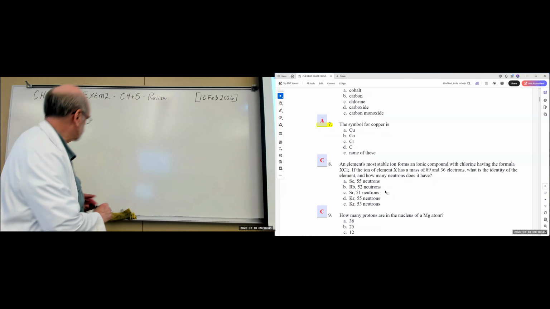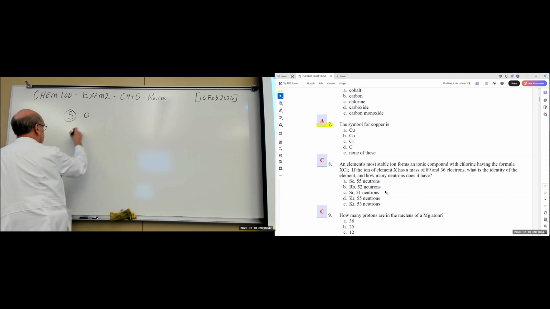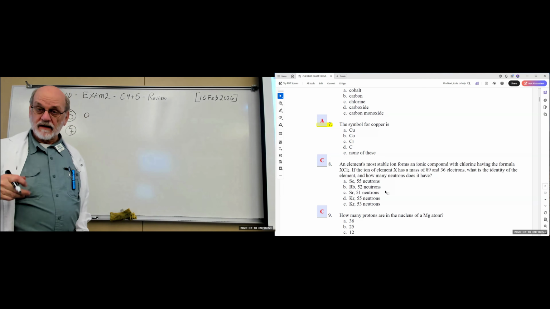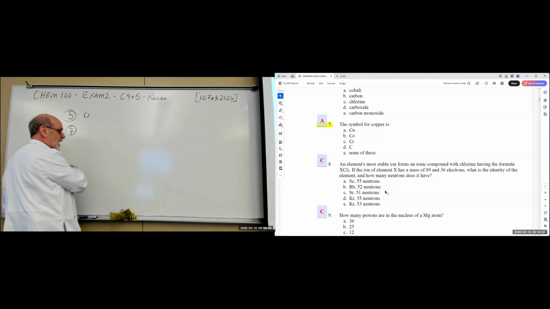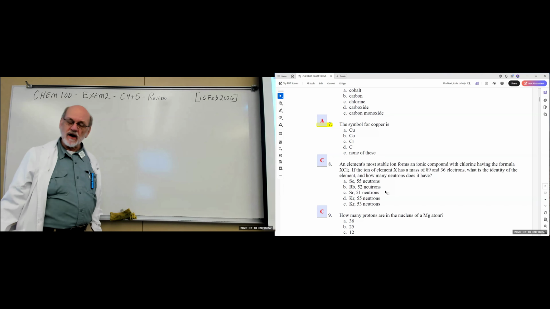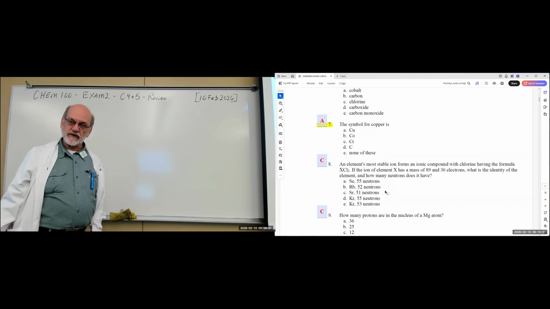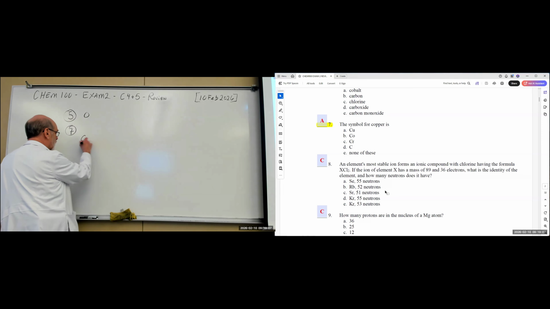All right, number 7. Symbol for copper. All right, there's another one. It's not CO. CO is cobalt. Cr is chromium. C is carbon. Copper is Cu.